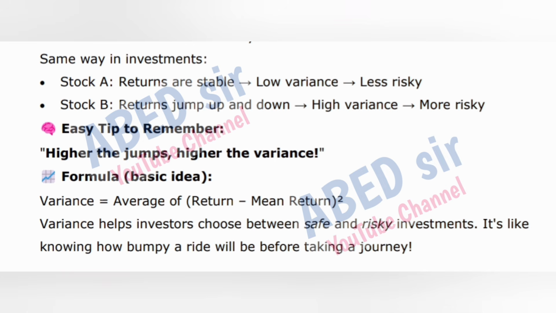Formula, basic idea. Variance is equal to average of (return minus mean return) squared. Variance helps investors choose between safe and risky investments. It's like knowing how bumpy a ride will be before taking a journey.